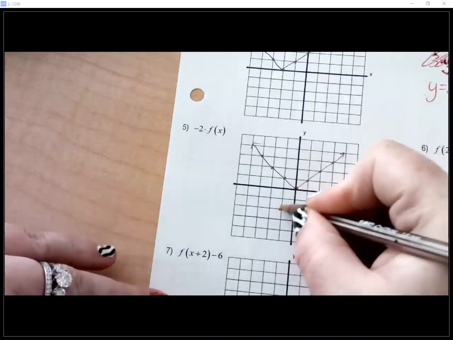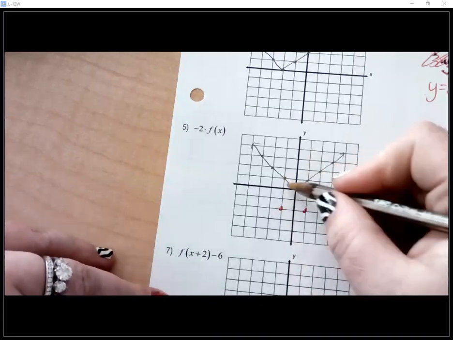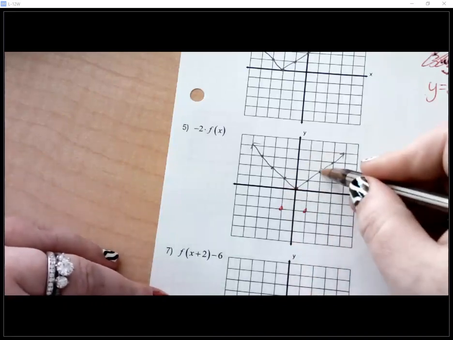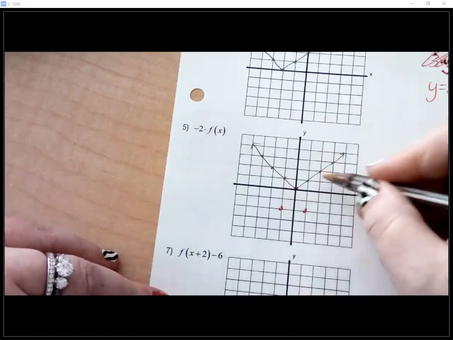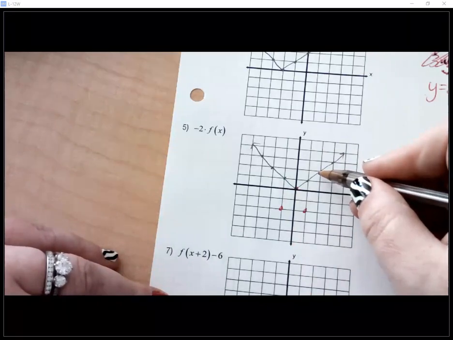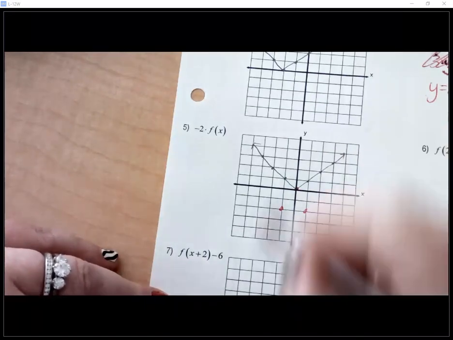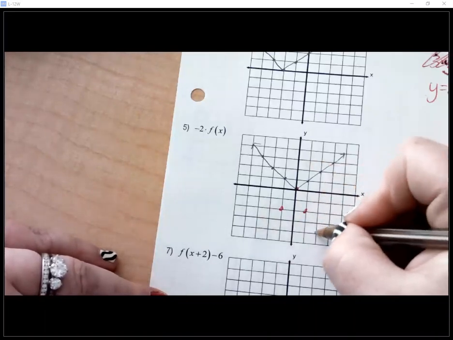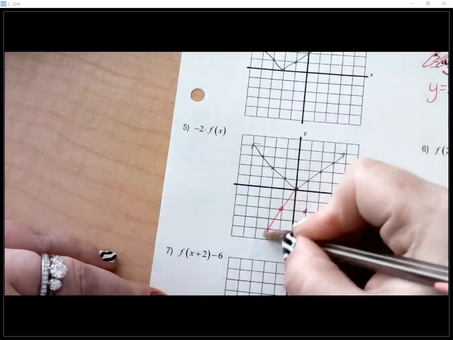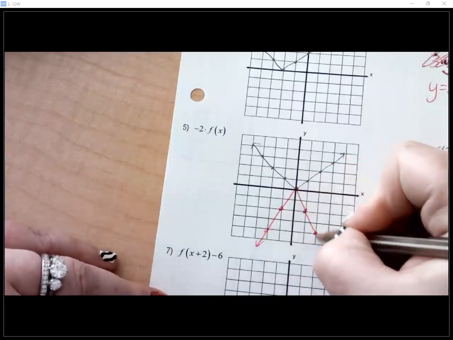Because 1 times -2 is still -2 there. Take this one. That was at 2, 2. So let's take the y value and times it by -2. So I was at +2. Now, instead of being at +2, where am I? -4, Henry. Thank you. So I get that there, and the same thing's happening over here. So this would be my final graph. How about that?